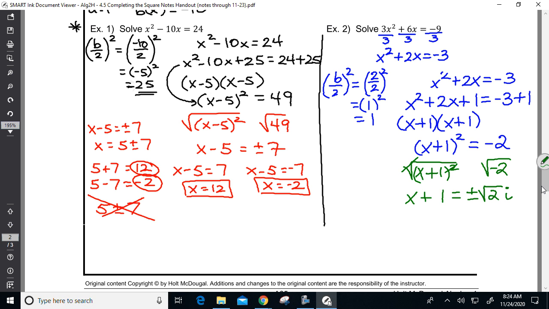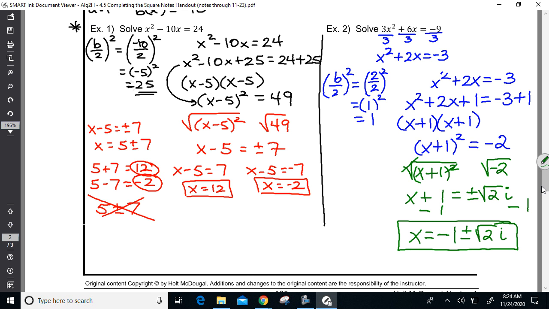So this is what we have. We still got to get x by itself. So subtract 1 on both sides. So you get x equals negative 1 plus or minus the square root of 2i. Please pay attention to how it was written. If you have an i in the problem, then it has to be put in standard form. This is in standard form.